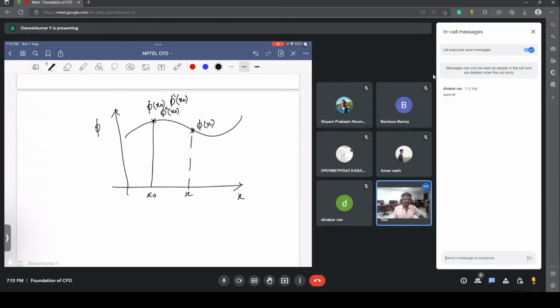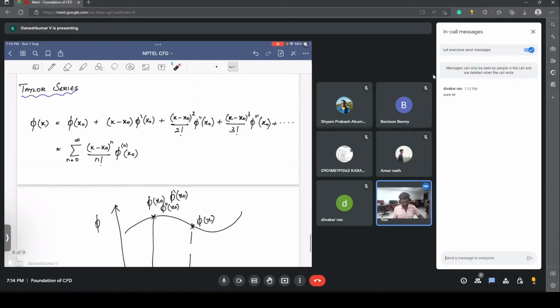And if you want to find what phi is at some x, let's say this is x, you want to find the function at x, but you don't know the function value. You know the function value and its derivatives at x naught, and you also know the difference between x and x naught. With this, if you want to find phi of x, you should go for the Taylor series. That's what the Taylor series tells. So phi of x is actually phi of x naught plus x minus x naught times the derivative at x naught, and so on and so forth.